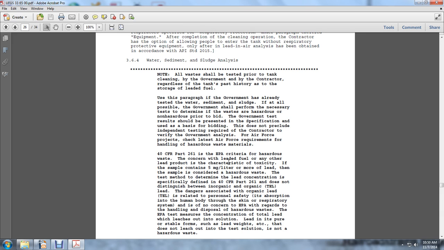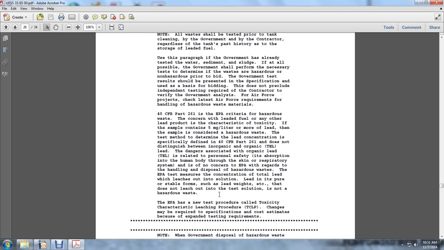The dangers associated with organic lead TEL are related to personal safety and absorption into the human body through the skin and respiratory system, and are not a concern of the EPA with regard to the handling and disposal of hazardous waste. The EPA tests the concentration of total lead which leaks out into solution. Lead in pure stable forms that does not leak in the test solution is not hazardous waste. The EPA has new test procedures called the toxicity characteristic leaching procedure, TCLP.